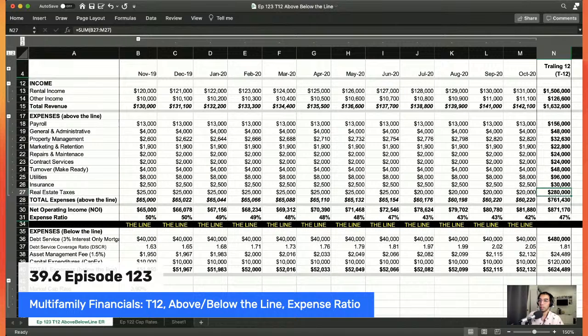And look at our expense ratio. It starts at 50% and it goes down to 42%. So that's fantastic. And an average of 47% over the whole year. Well, what happens when you do this? We've now substantially improved the net operating income up to $871,000. Okay, it used to be 65,000 times 12, which is 780,000. So we've increased it by $91,000.